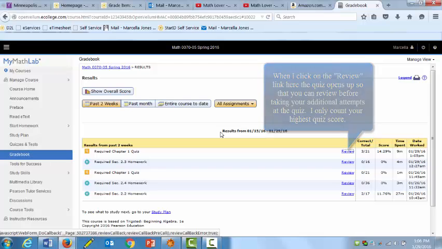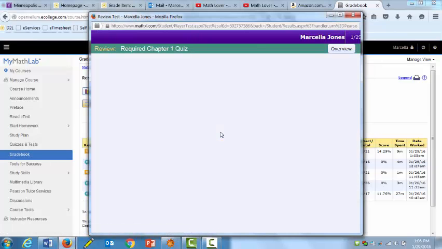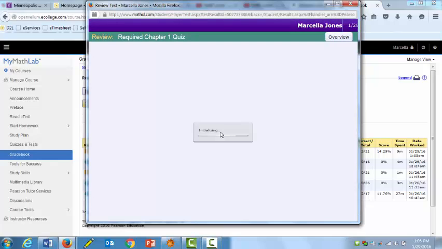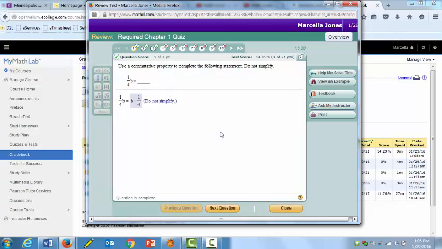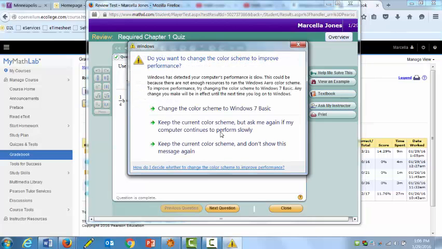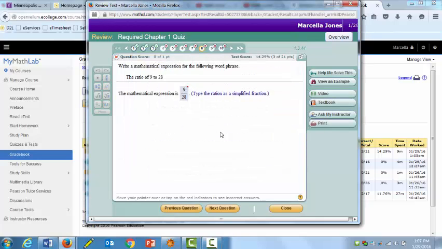Before I take my third attempt, I should review this quiz, which I can do at any time after I've taken it and submitted it. So I can go in and review each of these questions, and I will have the help tools available. Help me solve this, view an example, the textbook, ask my instructor, or print. And if the problem has a video with it, the video will be here as well. Let's see. Yeah, here's an example of a problem that has a video. So I clicked on number 8 of this quiz, and there is a video with that problem. I can view that as well.